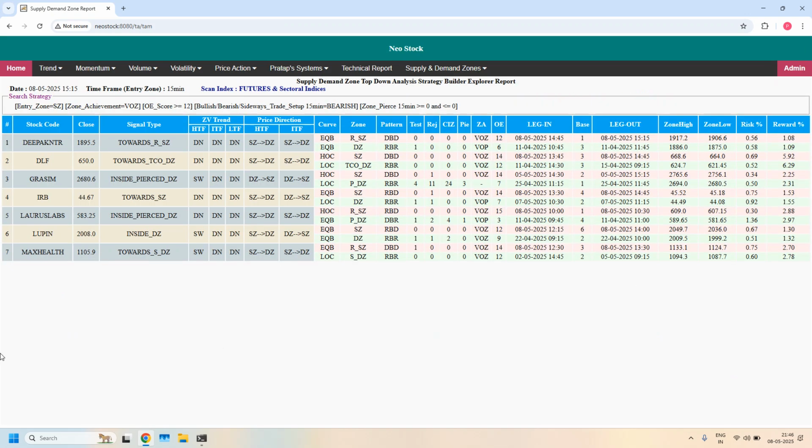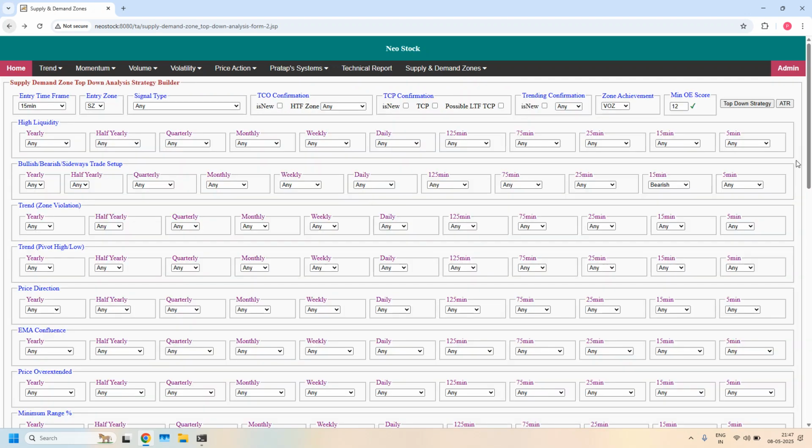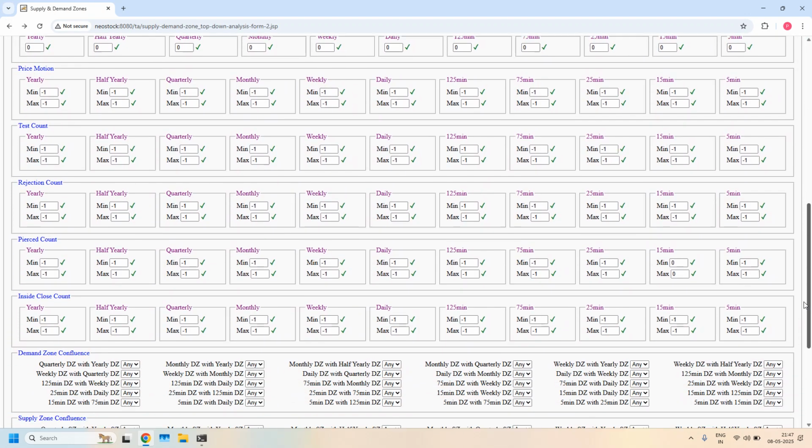With these filters, we got 7 stocks. These 7 stocks are supporting bearish trade setup for daily income trade. Out of these 7, how many are having more high probability to get success? That we will filter based on the supply zone confluence. First filter is LTF and ITF supply zone confluence, that is 15 minutes and 75 minutes supply zone confluence.